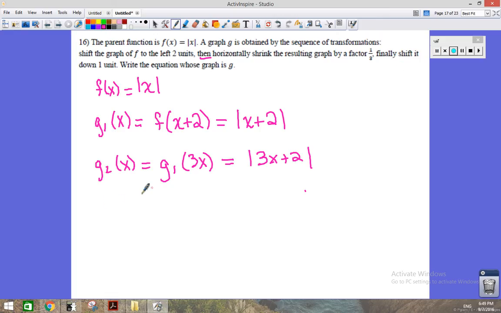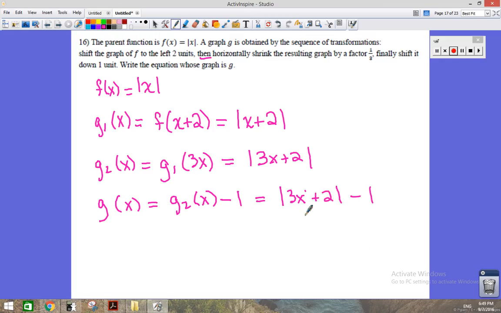Now finally, I can call this g, so I've built this up to get this final function. I just didn't know what else to call it, so I numbered it along the way to get to my final answer of g. It says to shift it down 1 unit. So I take the previous graph, which was g2, and to shift it down, you just subtract 1. So the expression is the absolute value of 3x plus 2, minus 1.